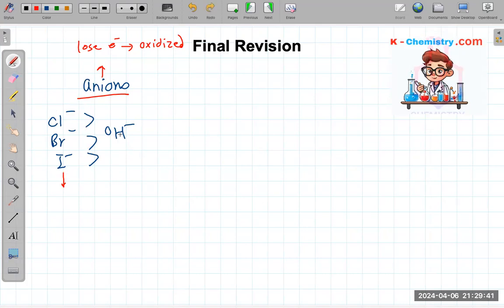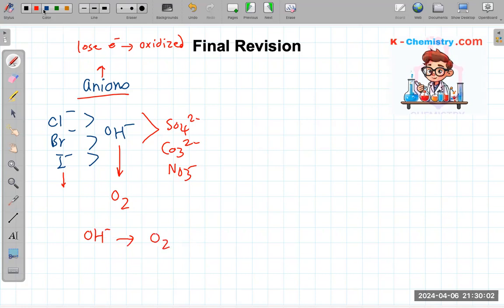If you don't have these ones and you have just OH minus and any other negative ions, the priority is for these ones over these ones. This is the least one that has priority to be oxidized. And this one will be changed into O2 gas through the equation. OH minus changes into O2 gas. You have to balance this one by putting H2O.